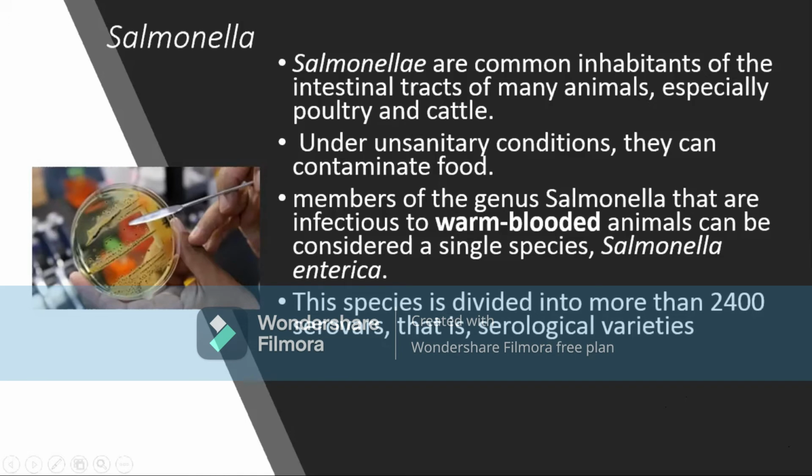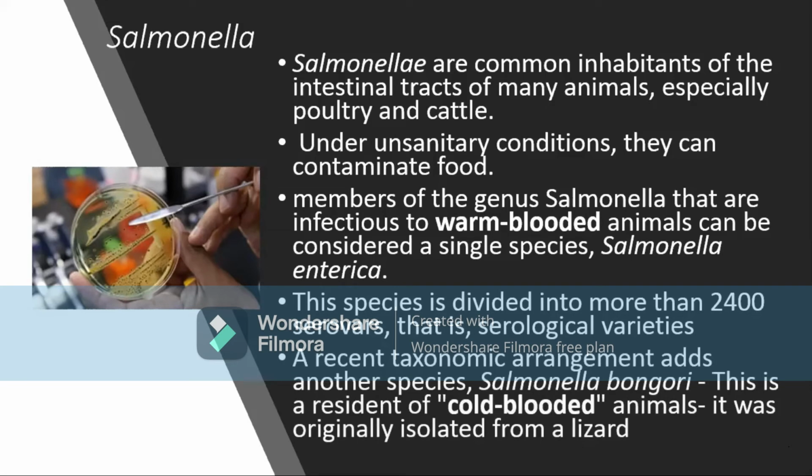Right. Another important thing is that although they mostly target warm-blooded organisms, one member known as Salmonella bongori is unique in that it is a resident of cold-blooded animals. It was originally isolated from lizards, and the lizard is one of the cold-blooded animals, right?